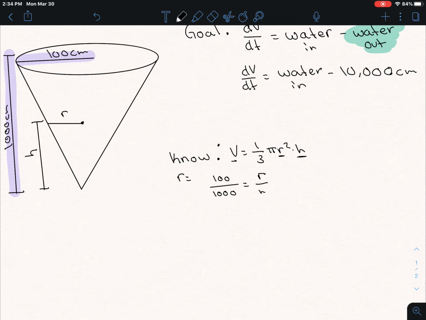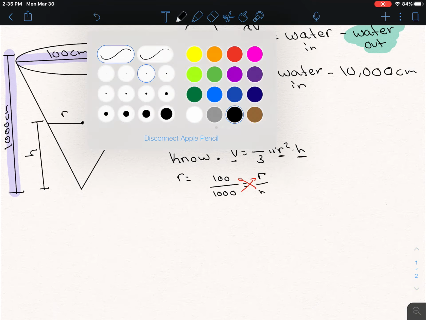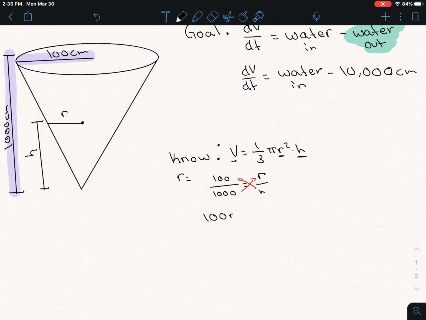All right, so now we're going to cross multiply, and get 100h is equal to 1,000r. So we are solving for r, so we're going to divide by 1,000.